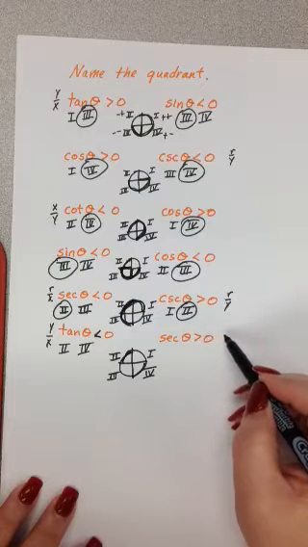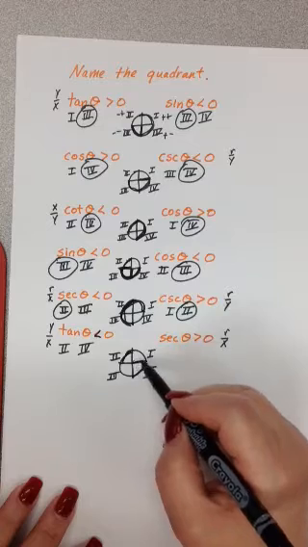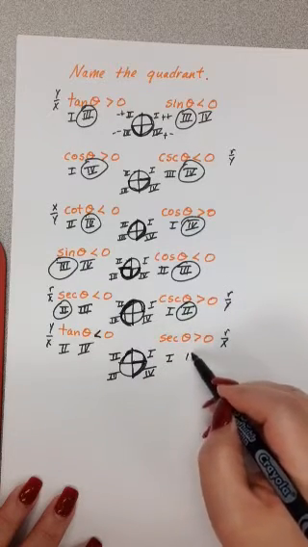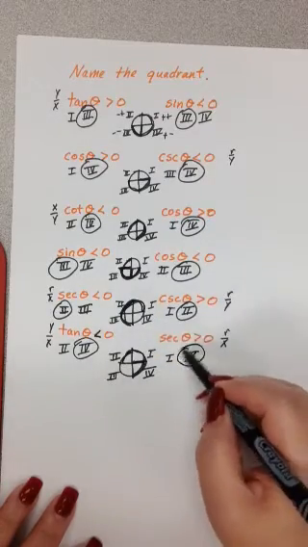And it says secant, remember secant is r over x. So it's going to be greater than 0 everywhere x's are positive, and that's in the right hemisphere. So that's in quadrants 1 and 4. So it looks to me like that overlap is quadrant 4.